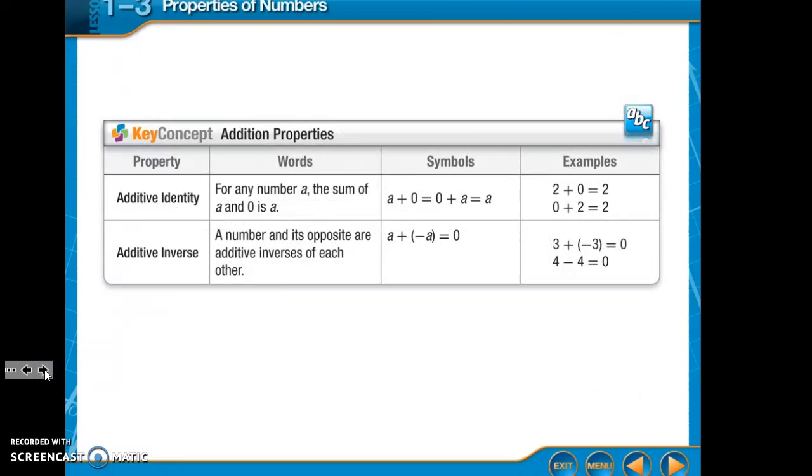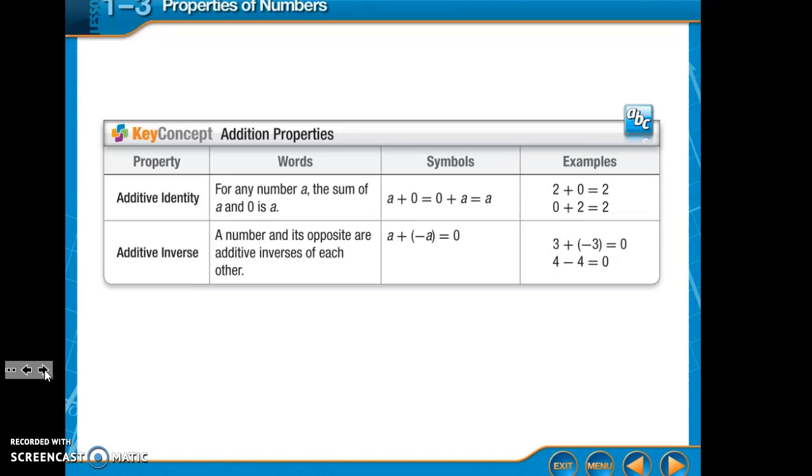Alright, so two more addition properties. We have the additive identity, and this is for any number. If we add 0 to any number, we get that same number in return. So 2 plus 0 equals 2, and 0 plus 2 equals 2.